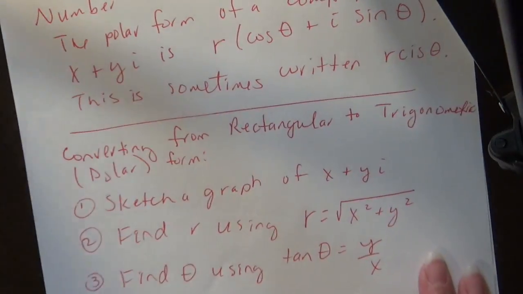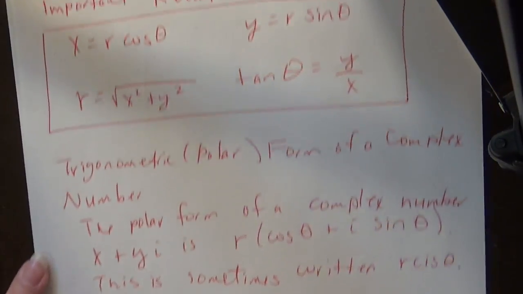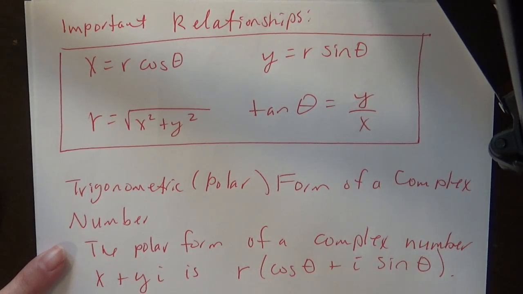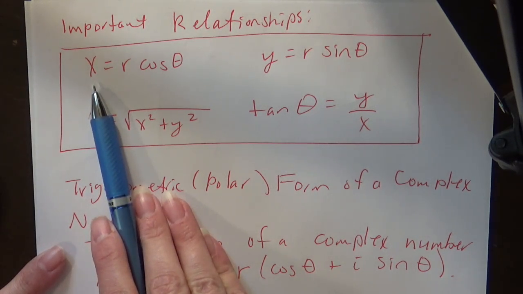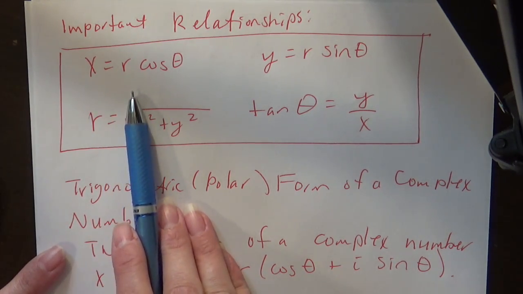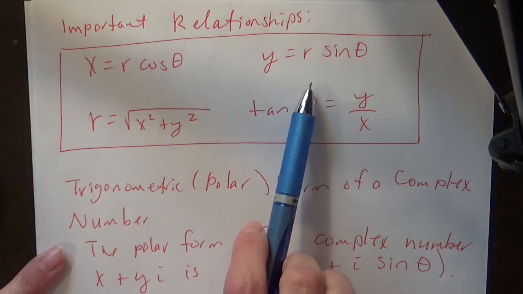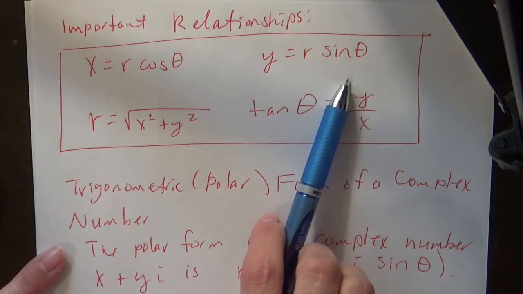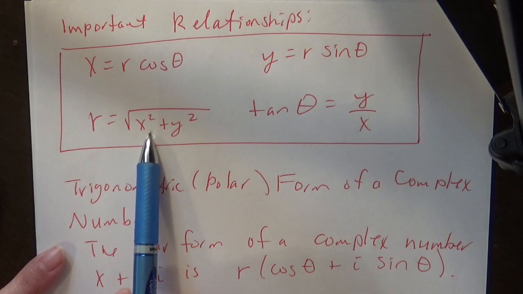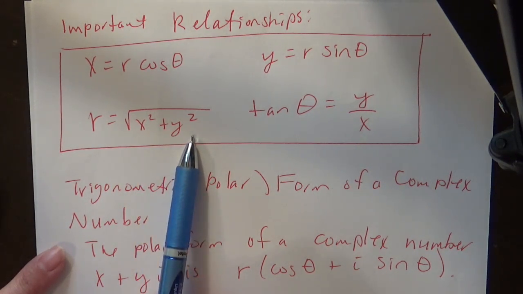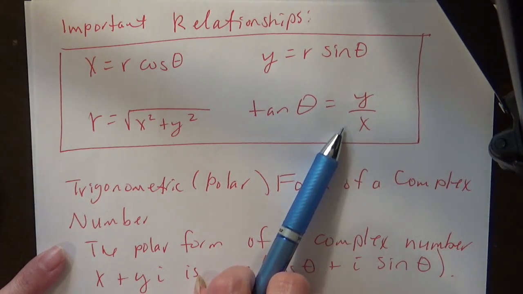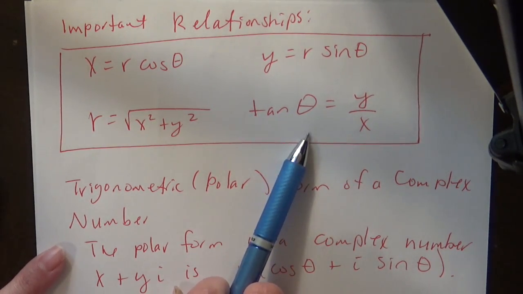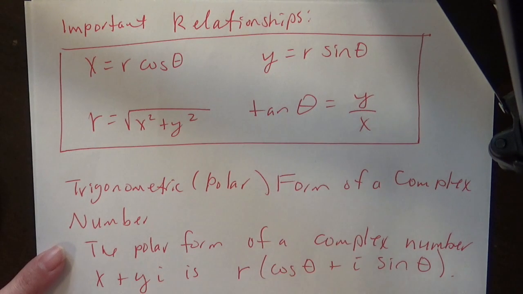Alright, next I've got some information that we need in order to continue the problems of this section. First are some important relationships. So we need to know that the x value, we can think of that as r times cosine of theta. y is equal to r times sine theta. Now what is r? Well, r is the square root of x squared plus y squared. And we also have the fact that tan of theta is equal to y over x.